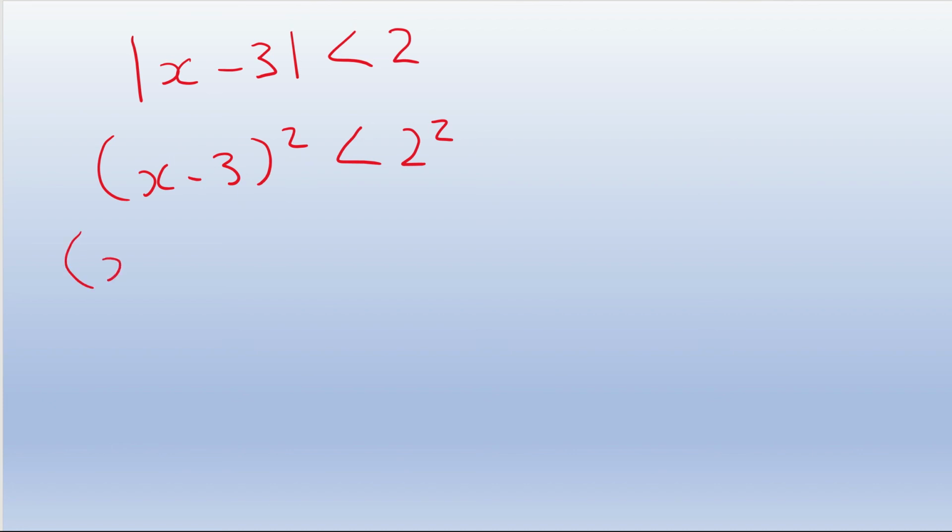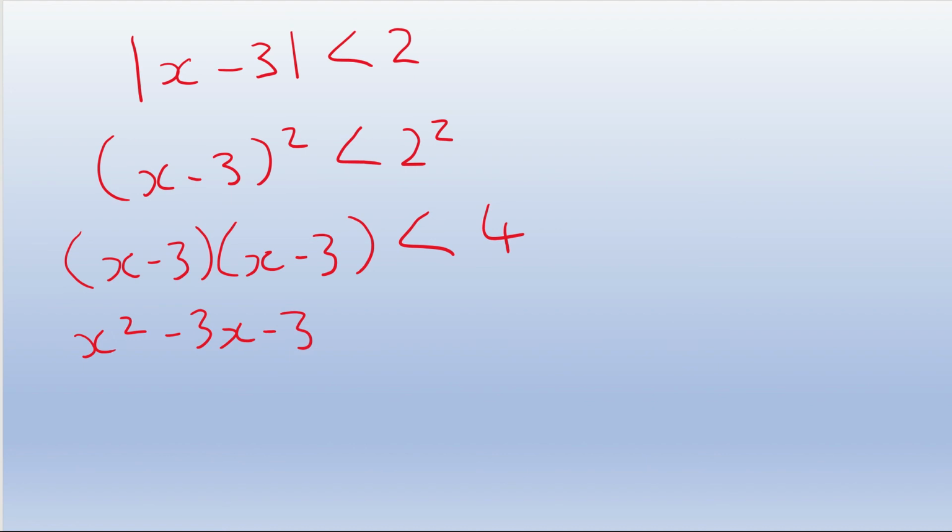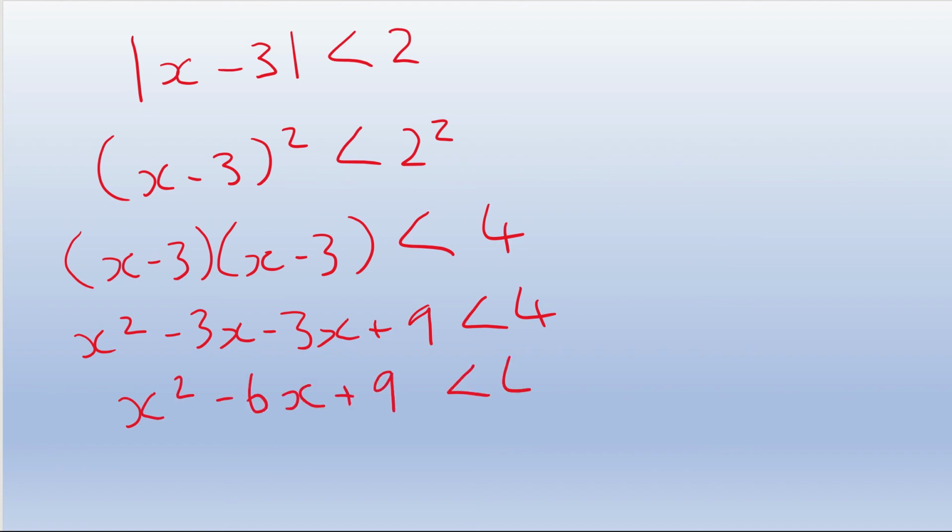I'm going to end up with x minus 3 times x minus 3 is less than 4. When I do this out, I'm going to get x squared minus 3x minus 3x plus 9 is less than 4. When I tidy my left hand side up, I'm going to get x squared minus 6x plus 9 is less than 4. When I take 4 away from both sides, I'm going to get x squared minus 6x plus 5 is less than 0.